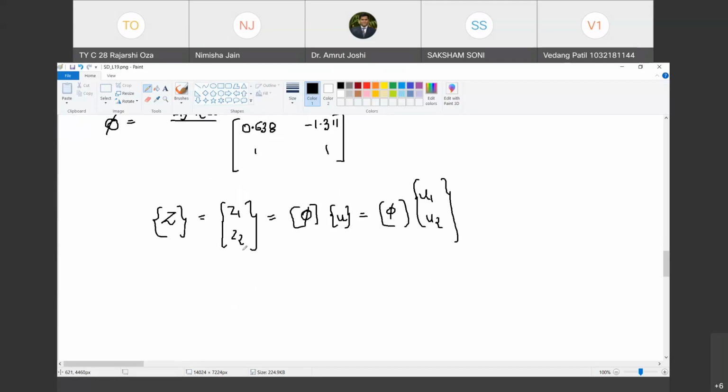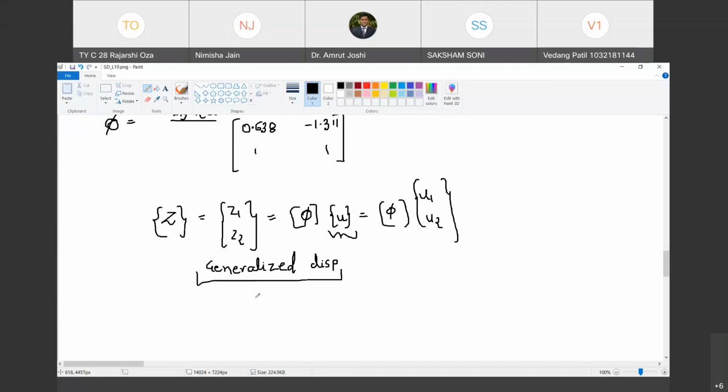Yes, sir. We call these displacements z1 and z2 generalized displacements. This is the standard nomenclature. These displacements are obtained by applying a transformation on the original displacements u1 and u2. The transformation is phi times u equal to z1 and z2. Happy?